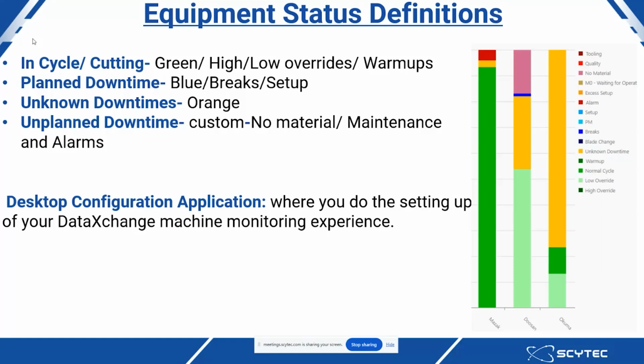Now, off the cuff with DataXchange, we have things categorized with our in-cycle and cutting statuses being in shades of green, and that also applies to high and low overrides as well as warm-ups. Planned downtimes are in shades of blue, and those could be something like a break or a machine setup. Unknown downtimes are in shades of orange. And then unplanned downtimes, such as things like maintenance or an alarm, those are custom. You guys can define those as well.